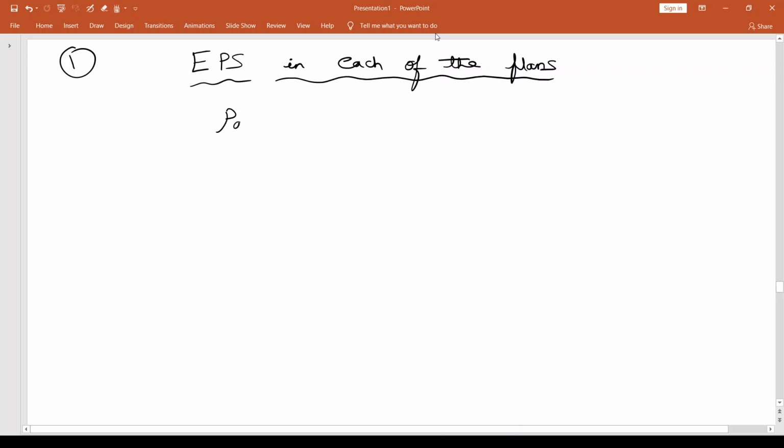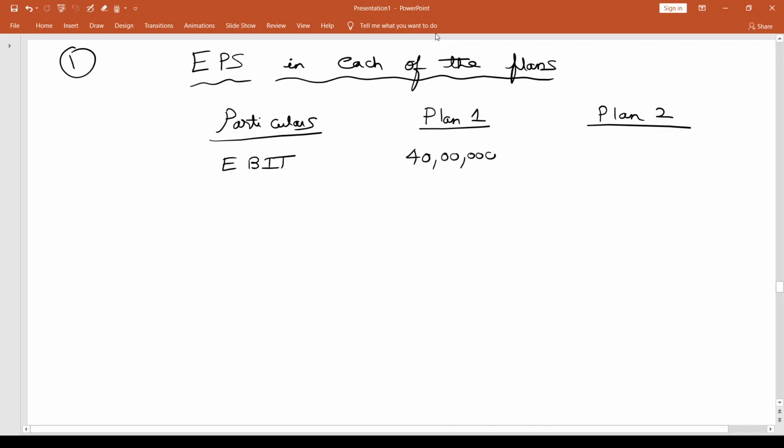Okay, so particulars, plan, choice, I just keep using them interchangeably here. Plan 1, plan 2. EBIT. Whatever is the plan, our EBIT is going to be 40 lakhs. Minus interest. If it's going to be plan 1, there is not going to be any interest because no debt. If it's going to be plan 2, there is going to be interest. And how is that interest calculated?